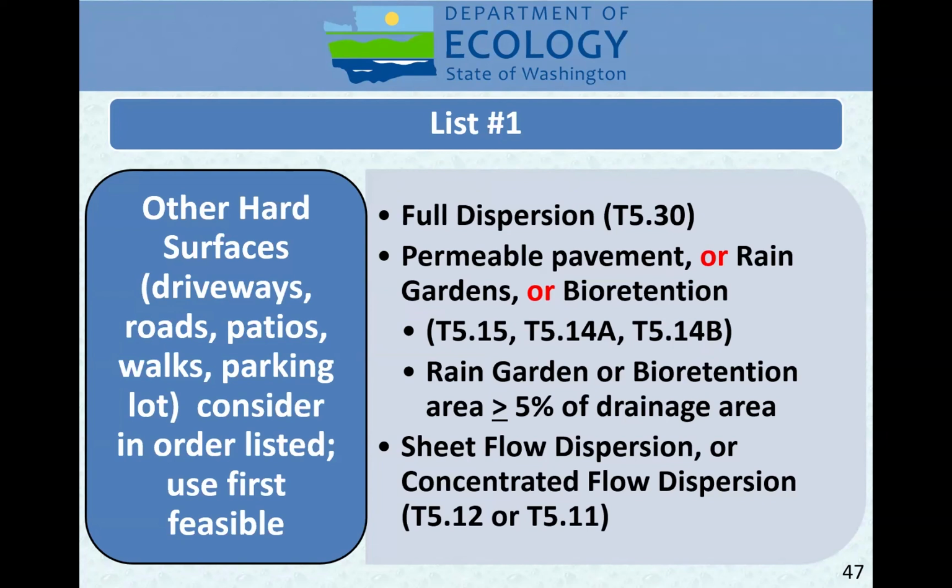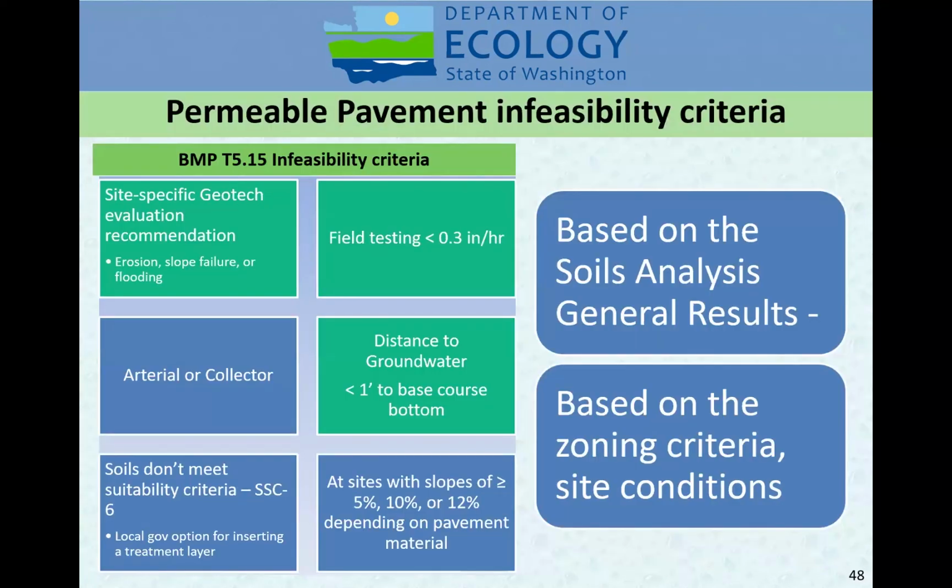And here are the infeasibility criteria for permeable pavement. The ones in green are the same as bioretention. We've added some. We've added arterials or collectors. We don't want to force people to put permeable pavement on busy streets. So if there's an AADT greater than 400, permeable pavement's infeasible.